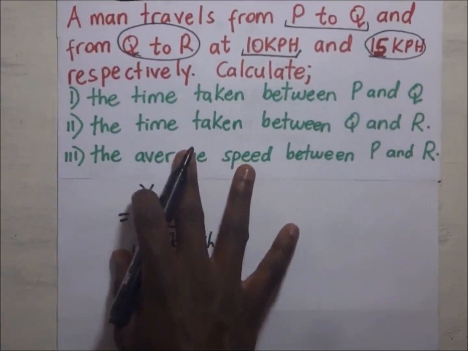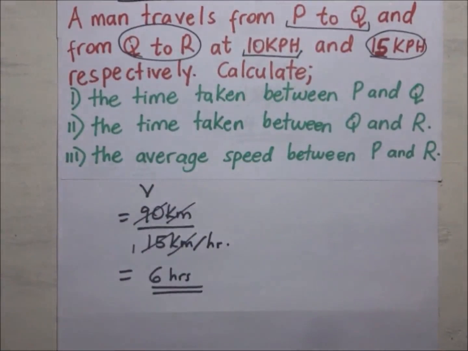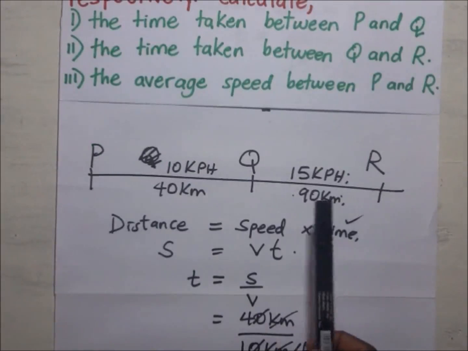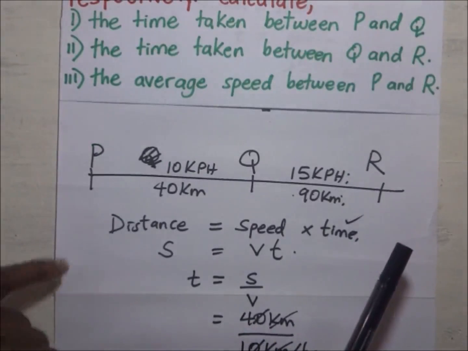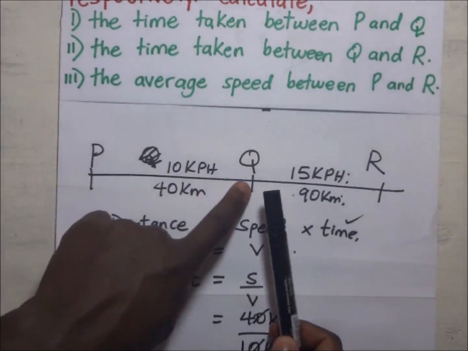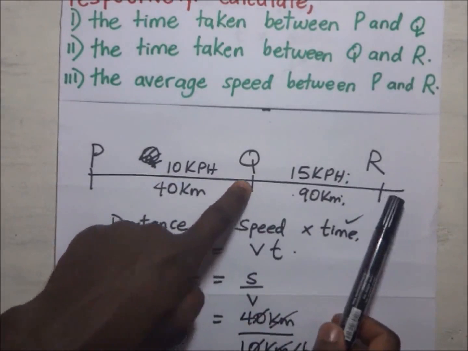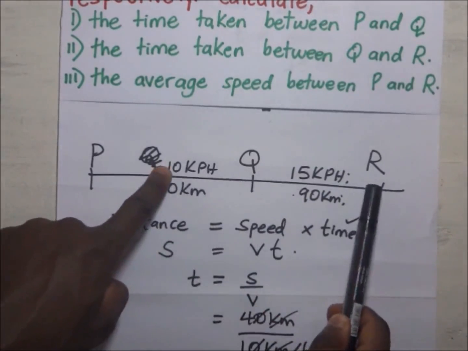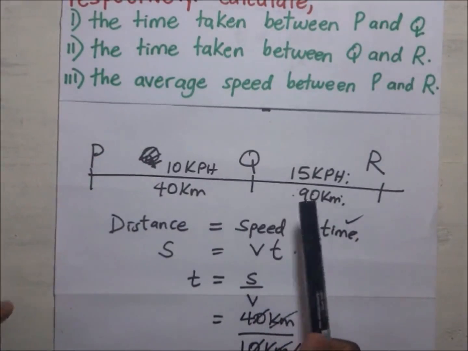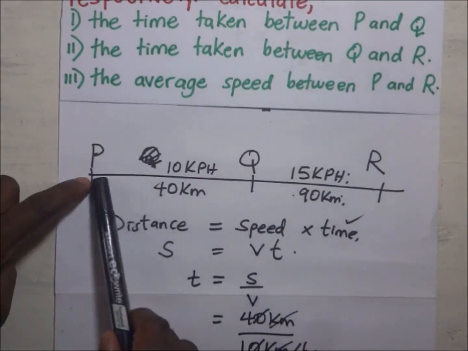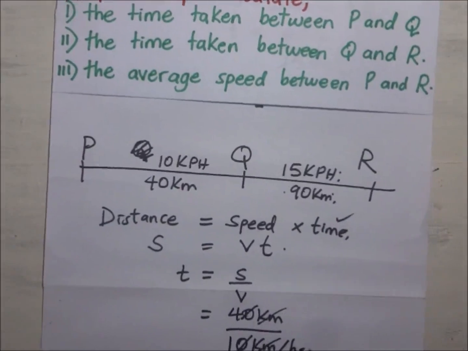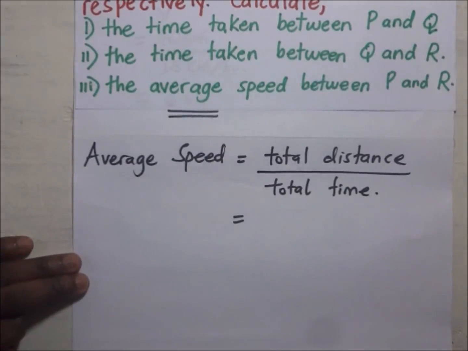Roman 3, they're asking us to find the average speed between P and Q. Now you realize that as this body was moving from P to R, it was moving at various speeds. When it moved between P and Q, it was moving at 10 kilometers per hour. Then from Q, it increased its speed to 15 kilometers per hour. So for us to find the average speed of this, we are going to find the total distance covered, divide that by the total time. That's going to be total distance, divide that by total time.